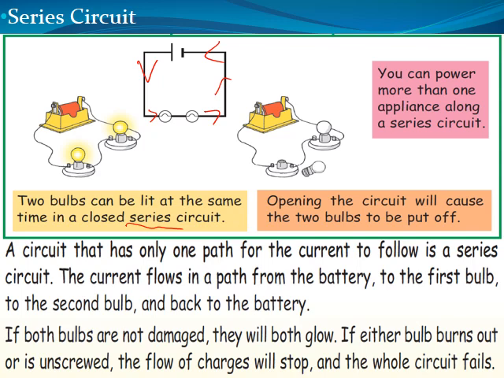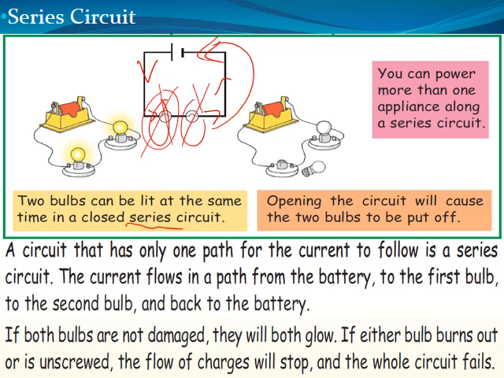The current flows in a path from the battery to the first bulb, to the second bulb, and back to the battery. In this series circuit, if both bulbs are not damaged, they will glow normally. When one bulb burns out or is unscrewed, the flow of charges will stop, so the whole circuit will fail. Whenever one bulb is not working, the second won't work either. This is the case of the series.